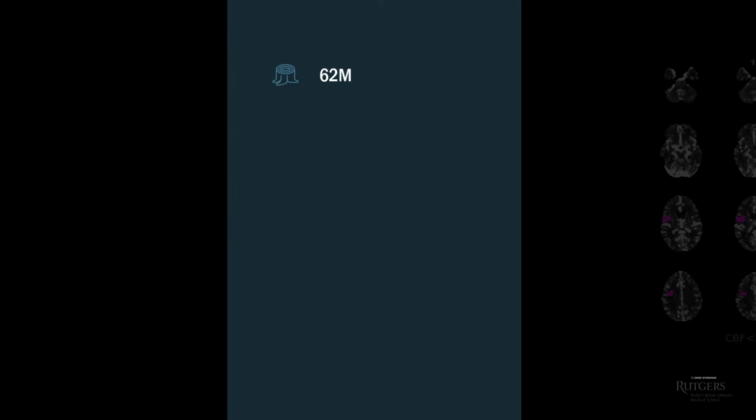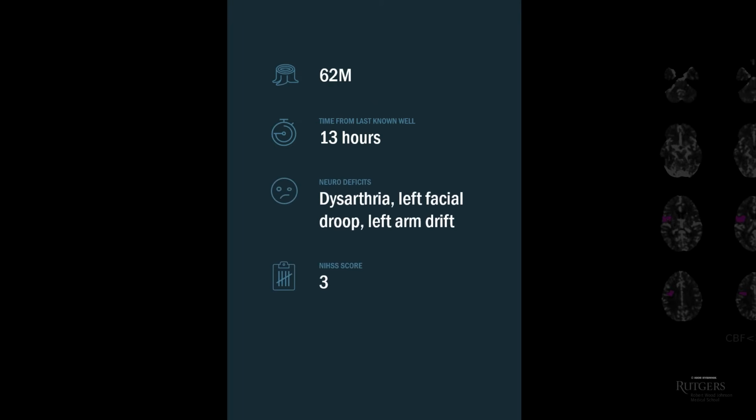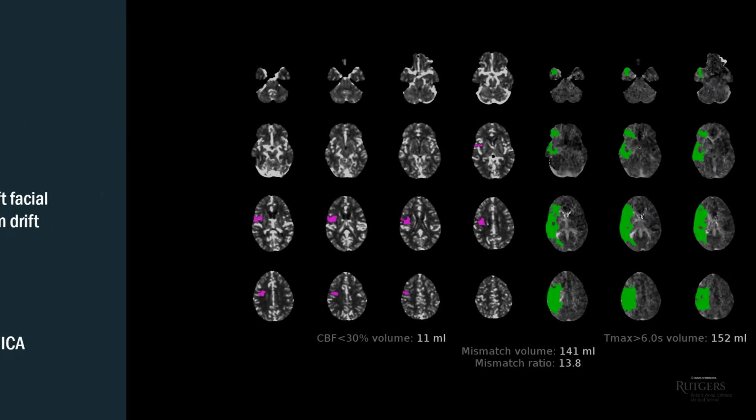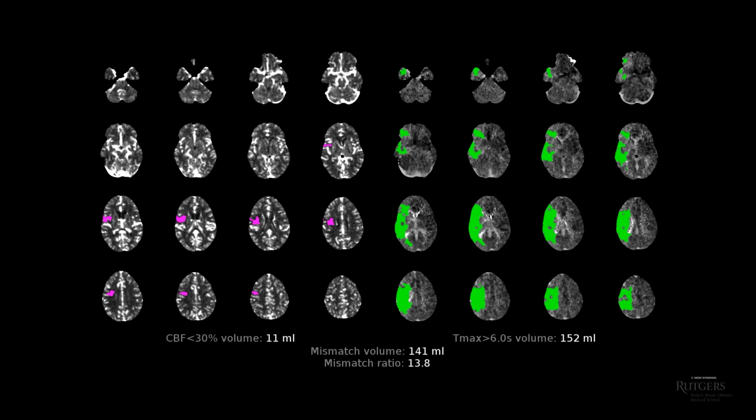62-year-old man with multiple vascular risk factors who noted slurred speech during breakfast, the first time he spoke after awakening. Last known well was 13 hours ago. He exhibits dysarthria, mild left facial droop, and left arm drift. NIH stroke scale score is 3. CTA during the stroke code showed complete occlusion of the right cervical ICA, but intracranial flow was preserved. Interpret the CTP for me.